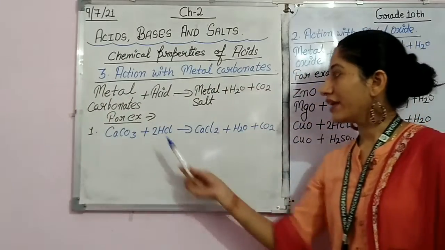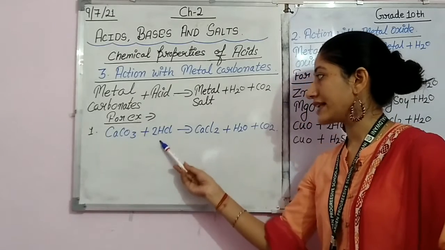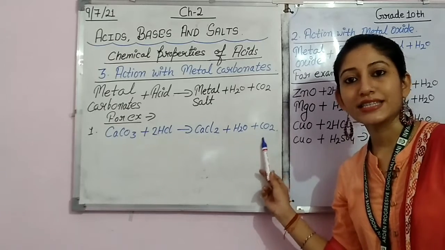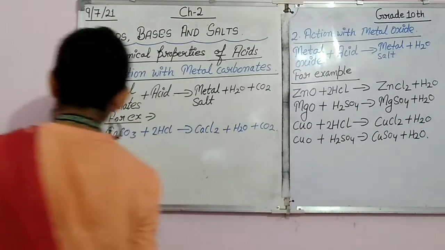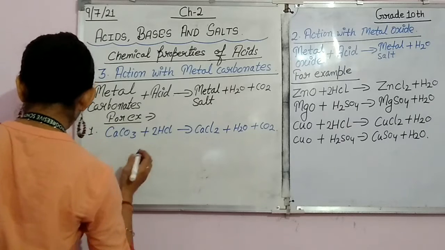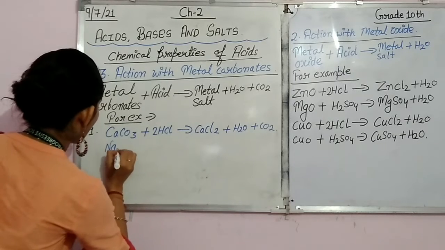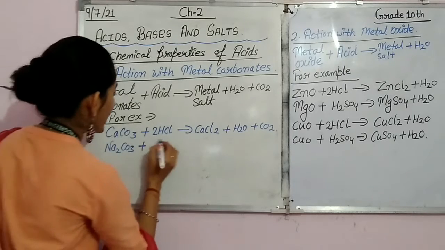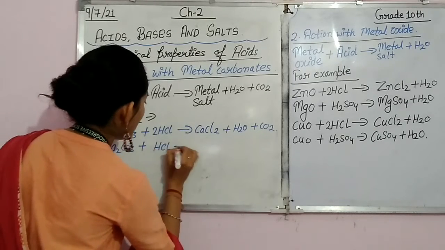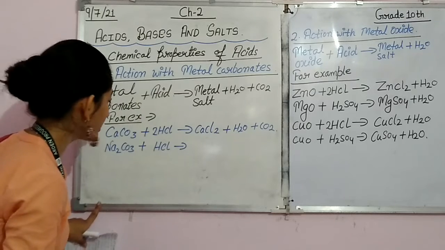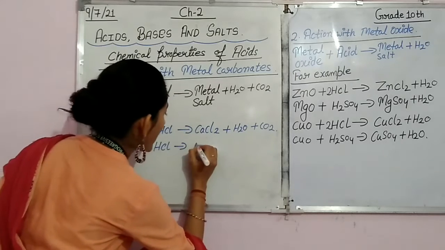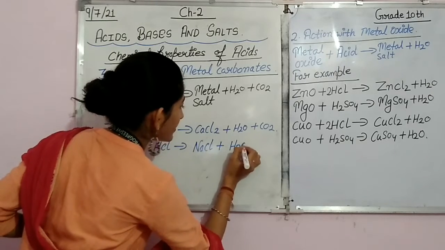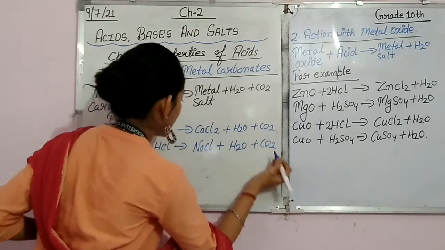So what we have seen is that when we react metal carbonates with acids, we get metal salt and water, and carbon dioxide gas is released. Similarly, a second example: suppose we have sodium carbonate, Na2CO3, and again we are reacting it with HCl. So what product will be formed? It's so easy. We know that it will form the metal salt NaCl, H2O will be released, and then carbon dioxide will be released.